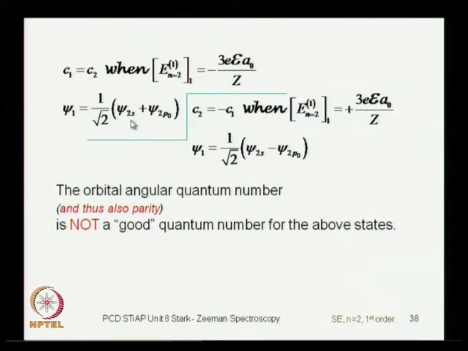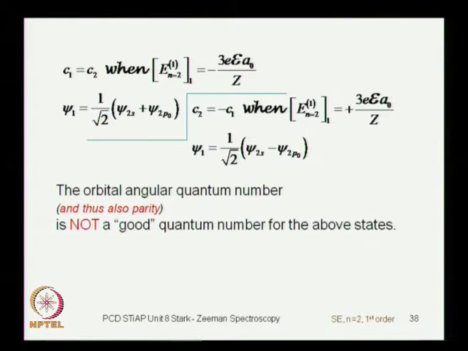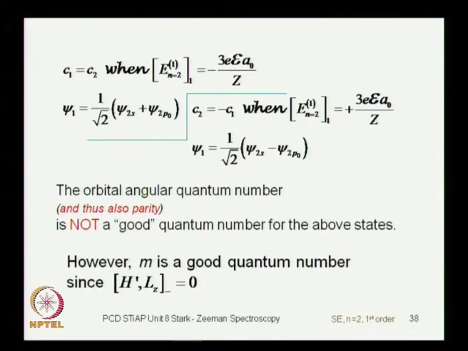Notice that this is a superposition of L equal to 0 and L equal to 1. So, obviously L is not a good quantum number, and therefore the parity is also not a good quantum number, because it is a mix of 2s and 2p, and this has some very interesting consequences. L is not a good quantum number, but M is a good quantum number because the perturbation Hamiltonian commutes with Lz, it has the azimuthal symmetry about the z axis. So, M will be a good quantum number, but not L.